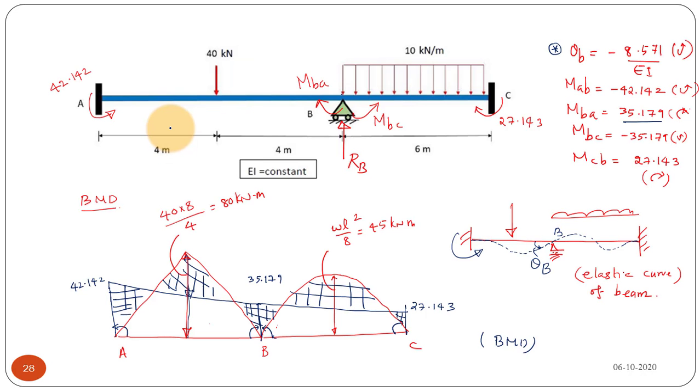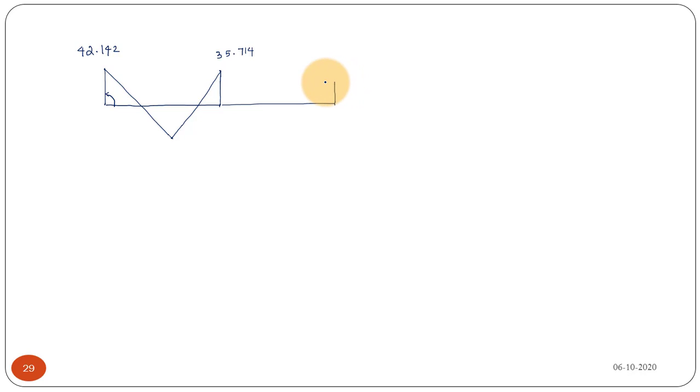This is how the moment will vary between A and B. Similarly, between B and C, we are going to have a parabolic variation because the loading is a uniformly distributed load. Here I have the hogging negative moment as well, and let me write this value, 27.143. Between these we are going to have a parabolic variation, so you can draw it something like this. So this is the final bending moment diagram for the two-span continuous beam. This is your beam.